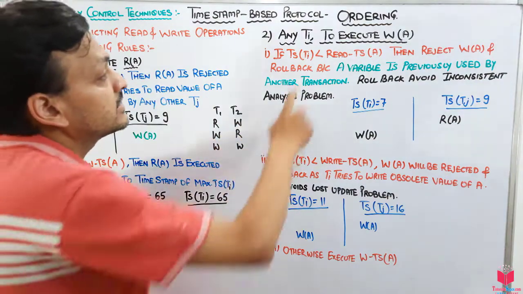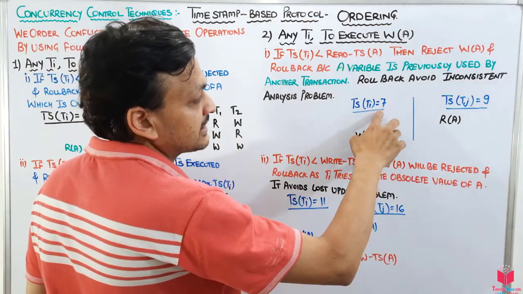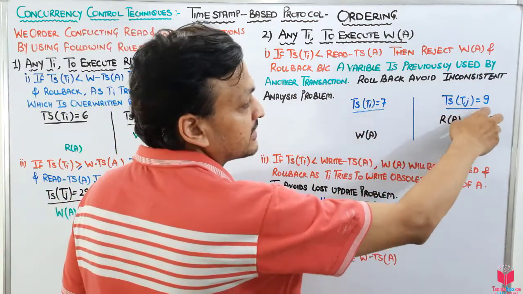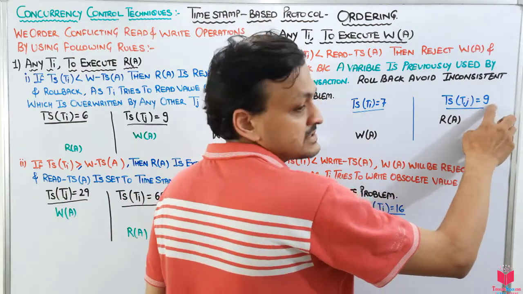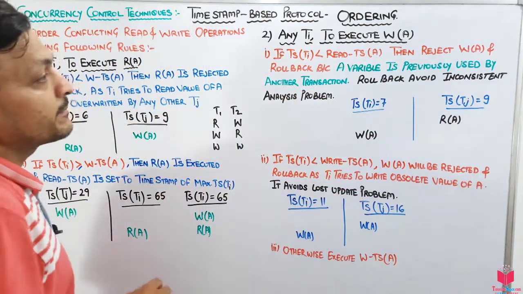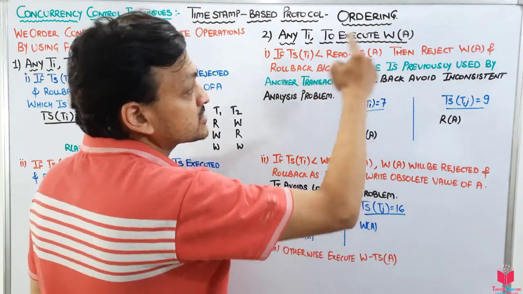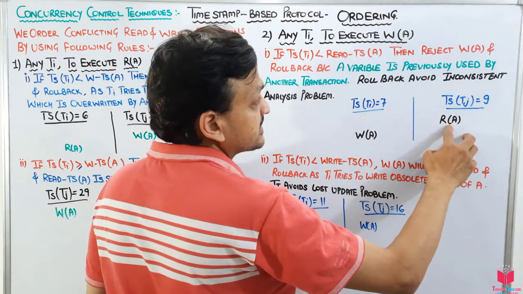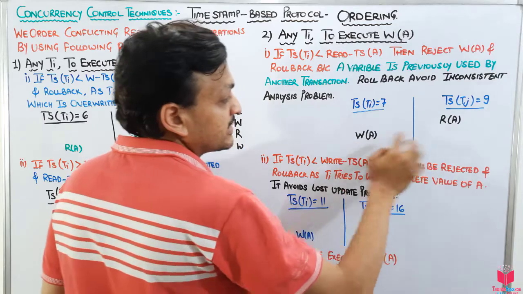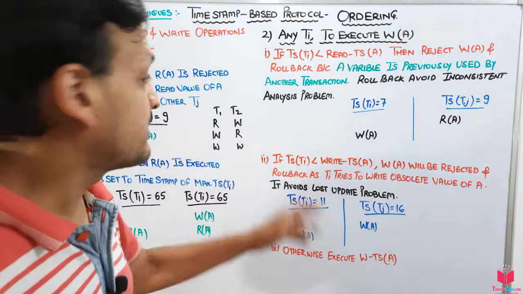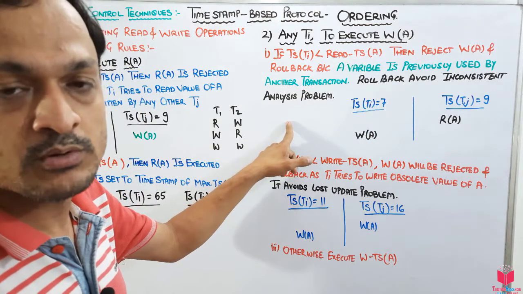Let's see the example. This Ti's timestamp is less than the other one, so this is 7. Let's suppose there is another transaction Tj which has a greater timestamp than Ti, now 9. Here it is requesting a write operation, but the variable is already read by some other transaction first. That is a problem because it is trying to write its value, and the same problem comes here. That's why we say the inconsistent analysis problem will come here.